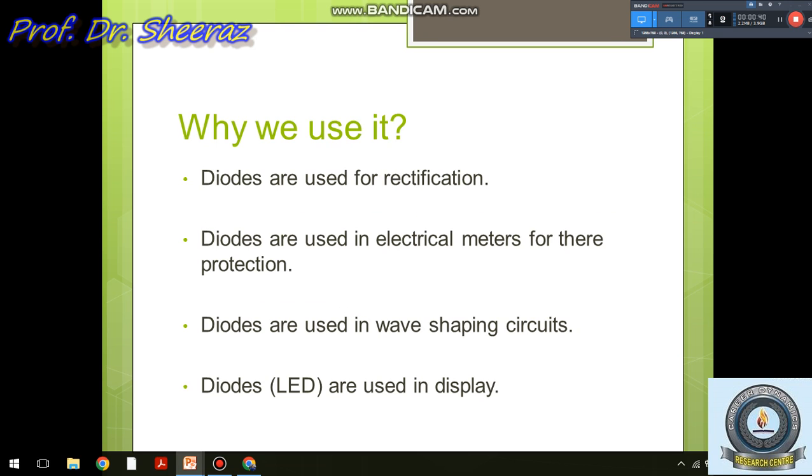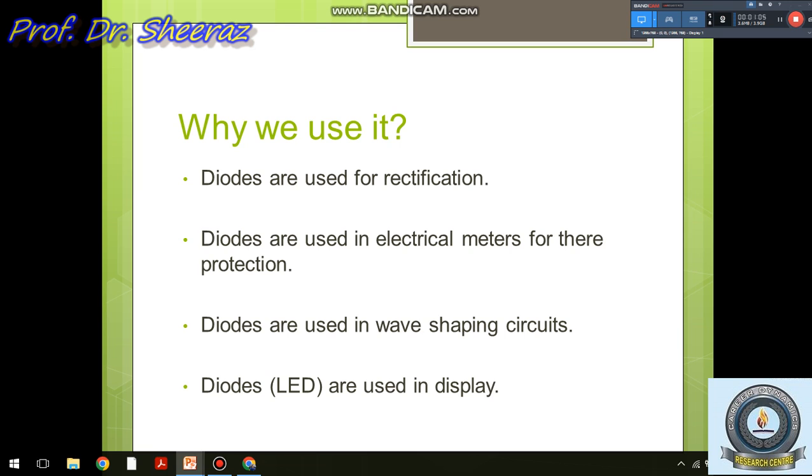Now why do we use the diode? There are many applications of diodes, but the most important application is rectification. We will see in the next few slides what is meant by rectification. So first of all, diodes are used for rectification. They are also used in electrical meters for their protection, and they are also used in wave shaping circuits.